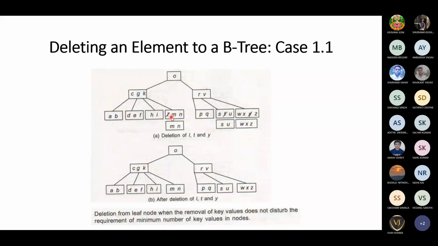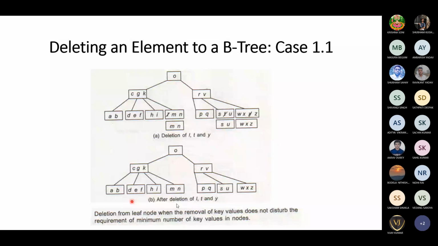Here the order is 4, and the node has greater than or equal to m/2 minus 1 keys. So after deleting one element, it will still have two more keys. So the order is not disturbed. In that case, you don't do anything. This is the minimum number of keys. Okay, this is case 1.